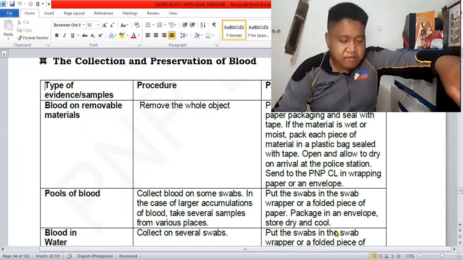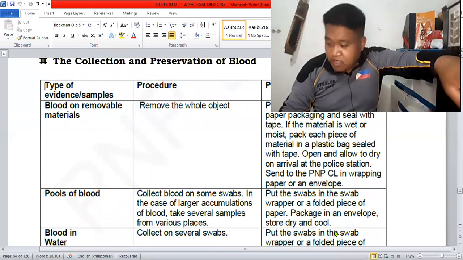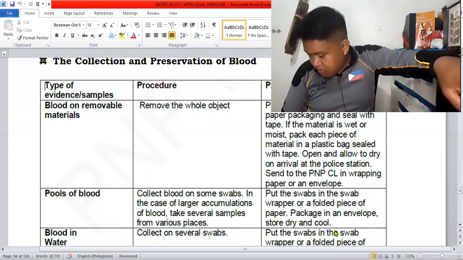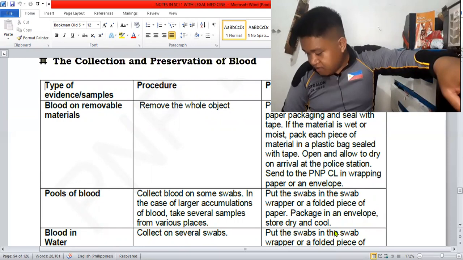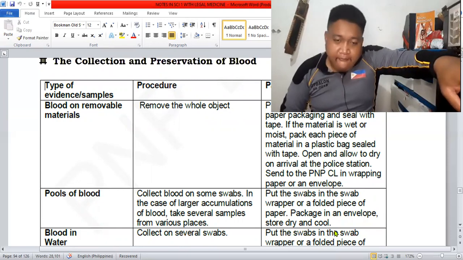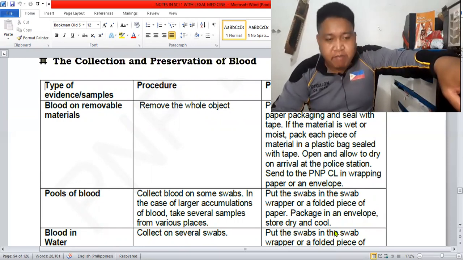Pools of blood. An example, ang removable materials, sample may dugo sa isang bagay like in a cup. Yan. Pwede mong ilagay yan, kunin yan. Remove the whole object. Pools of blood. Yan.